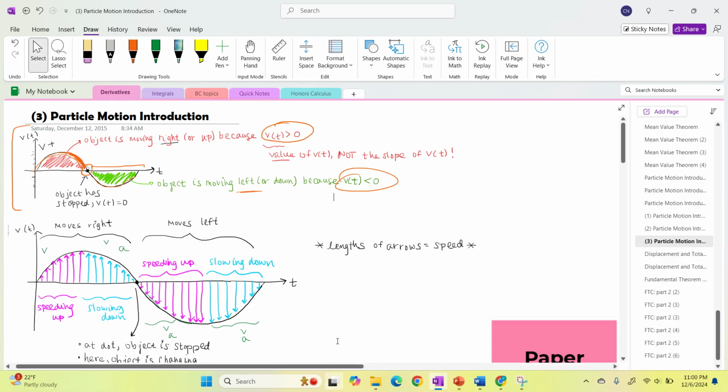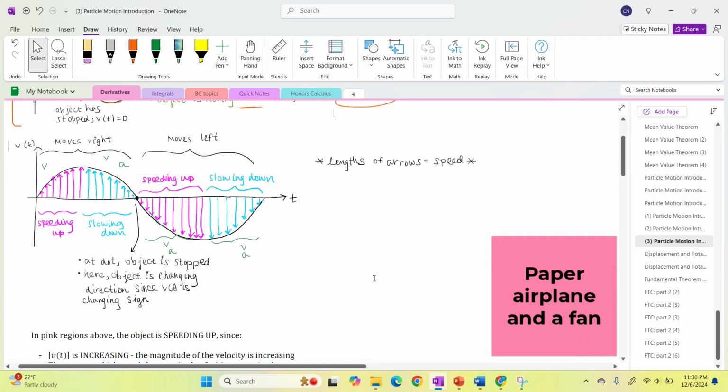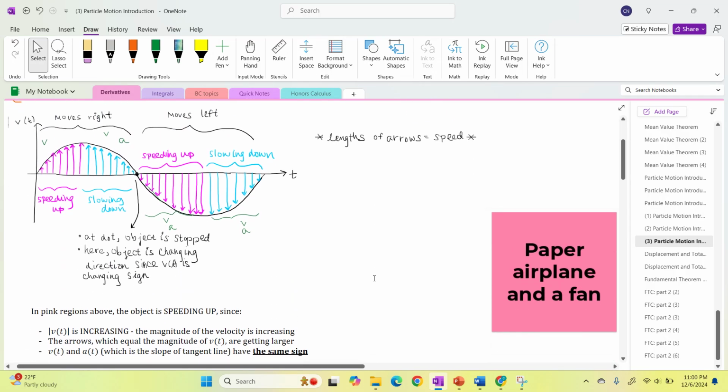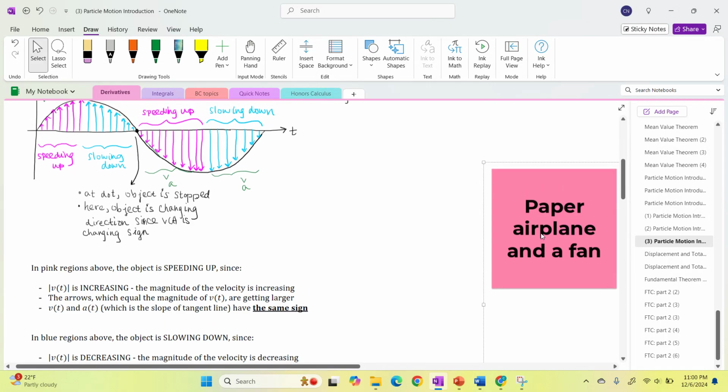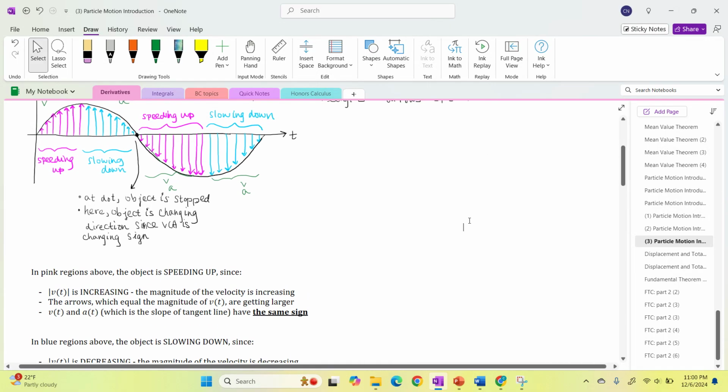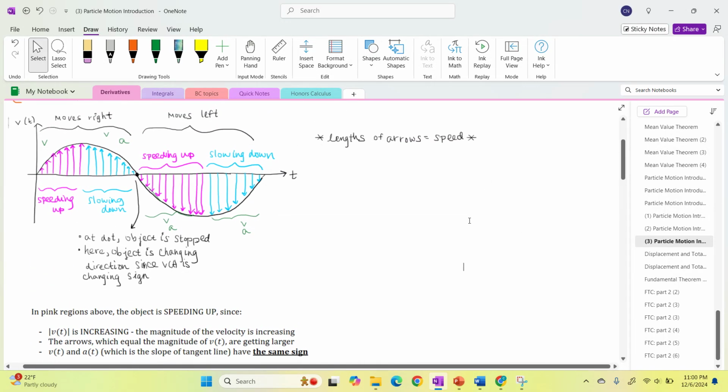Speeding up and slowing down. We need to take a minute and talk about that. That's the last thing I want to talk about here with you all. How to tell if you're speeding up or slowing down. So I'm going to tell you 3 different ways, and then we're going to talk about how you can interpret it on the exam.